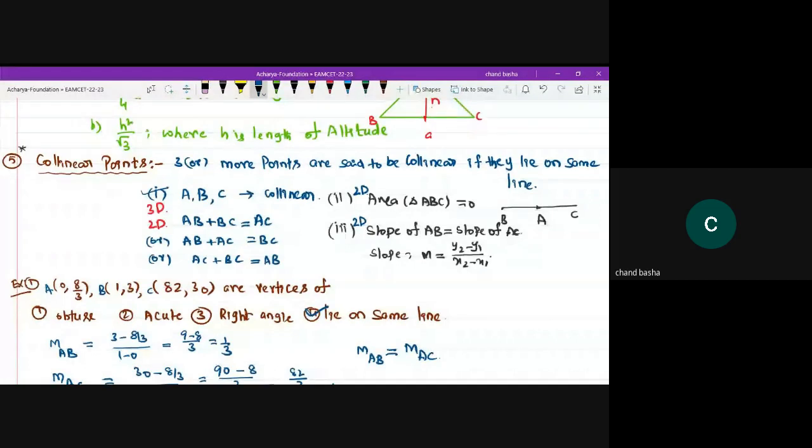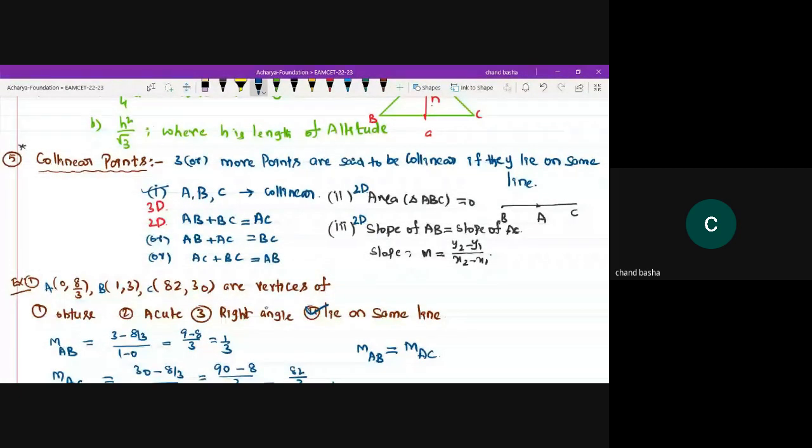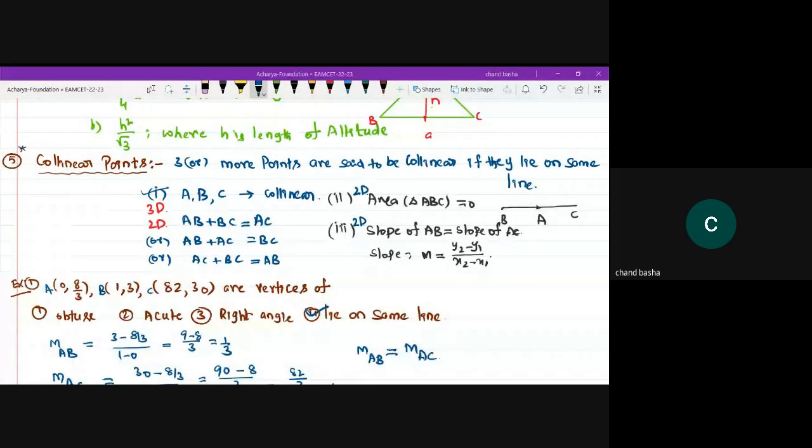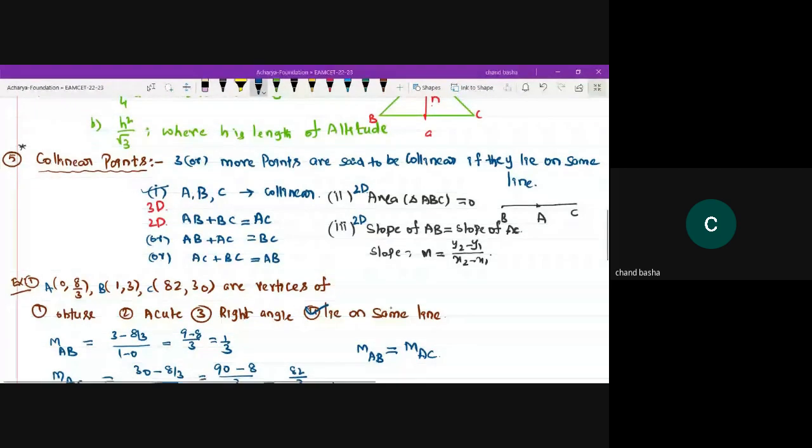Right. In 3D geometry, I'll try to discuss those questions also. In 2D geometry, it is better to go for the slope concept. And this is the only formula we are using in 3D geometry. At that time, I can discuss this formula, no problem. Very good question.